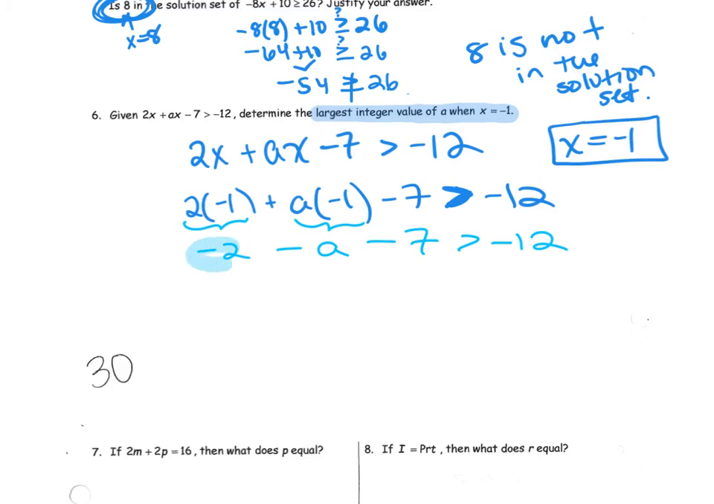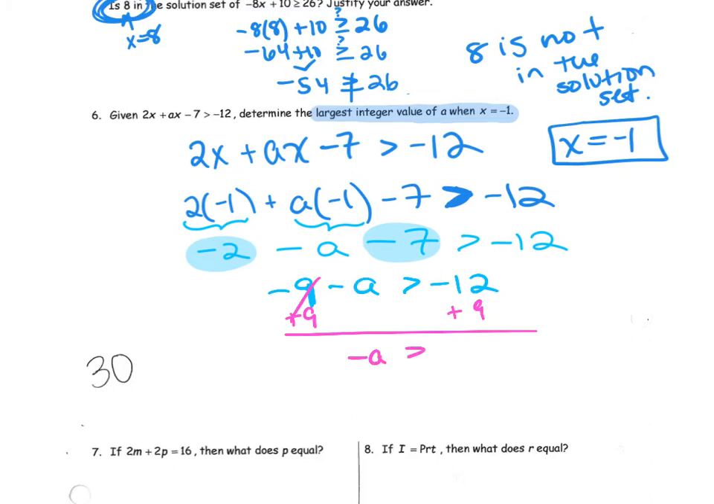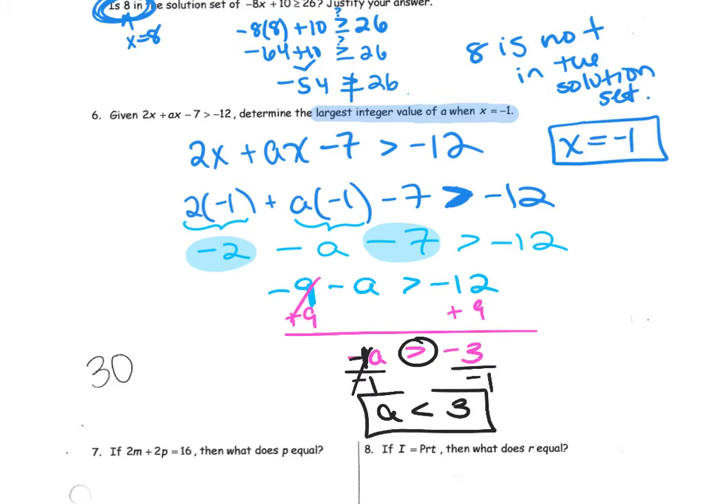I can combine like terms on the left-hand side of the inequality. We have -9 minus a is greater than -12. I'm going to add 9 to both sides because we like a on the left. So we have -a is greater than -3. And remember, there's a -1 out front, so we're going to divide both sides by -1. When you divide by a negative, you flip that inequality symbol. So now I'm looking at a is less than 3.